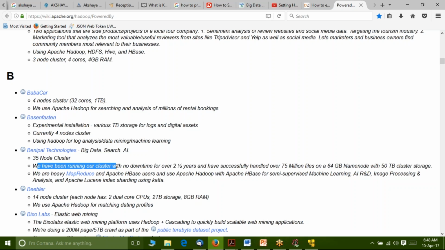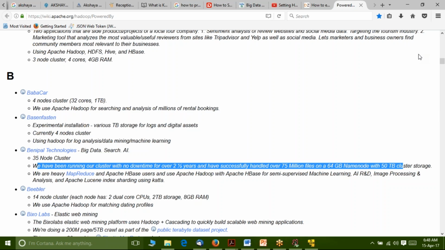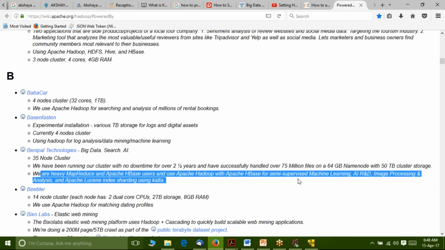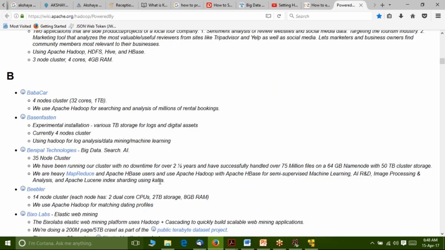Hadoop powered by, if you see, they have a 35 node cluster. Maybe currently it might be more or less, but just to help you understand. We have been running our cluster with no downtime for over 2.5 years and have successfully handled over 75 million files on a 64 GB name node with 50 TB cluster storage. We are heavy MapReduce and Apache HBase users, and use Apache Hadoop with Apache HBase for semi-supervised machine learning, artificial intelligence, R&D, image processing and analysis, and Apache Lucene index sharding using Kafka. They mentioned it wrong, Katta, that is Kafka actually.